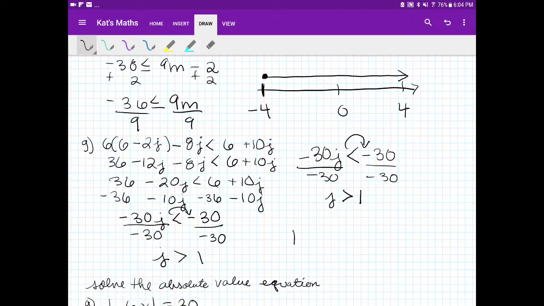Now the number line, it's going to look like we can start 1 to the left because it's greater than. So there's 1 here. Here's like, I don't know, 14. And it doesn't include the 1, there's no equal to right here. So it's going to be an open dot. So j is greater than 1.